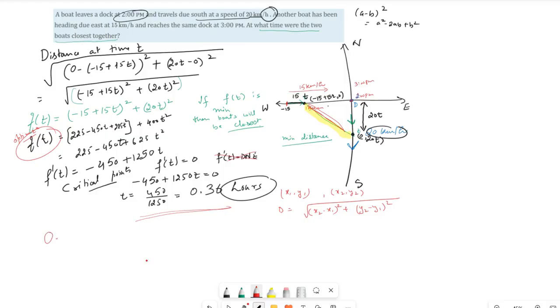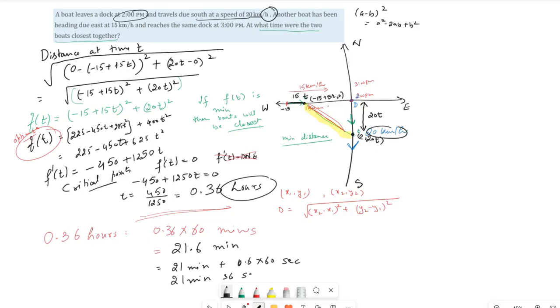If you want it accurately, 0.36 hours is equal to 0.36 times 60 minutes. You want to convert that into minutes. That is 21.6 minutes. You can further convert that into 21 minutes plus 0.6 times 60 seconds. Basically 21 minutes and 36 seconds. In that much time, the distance between the two boats is minimum.